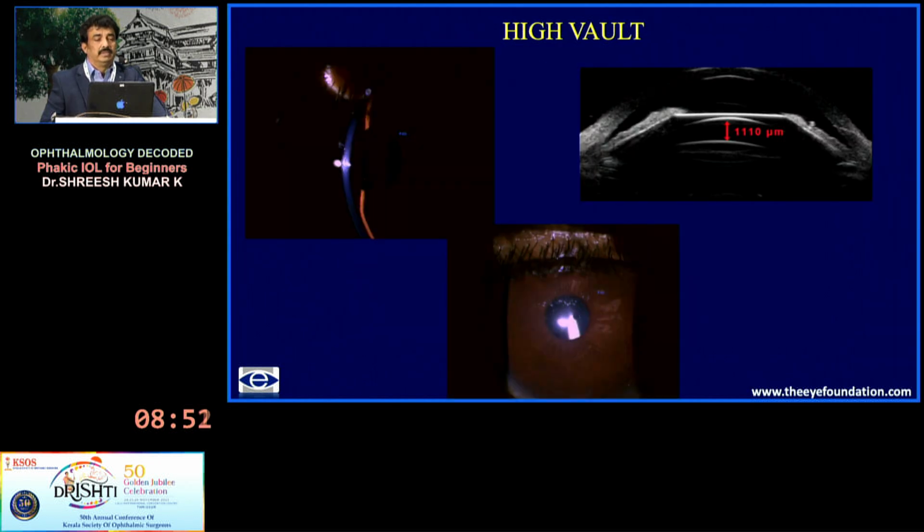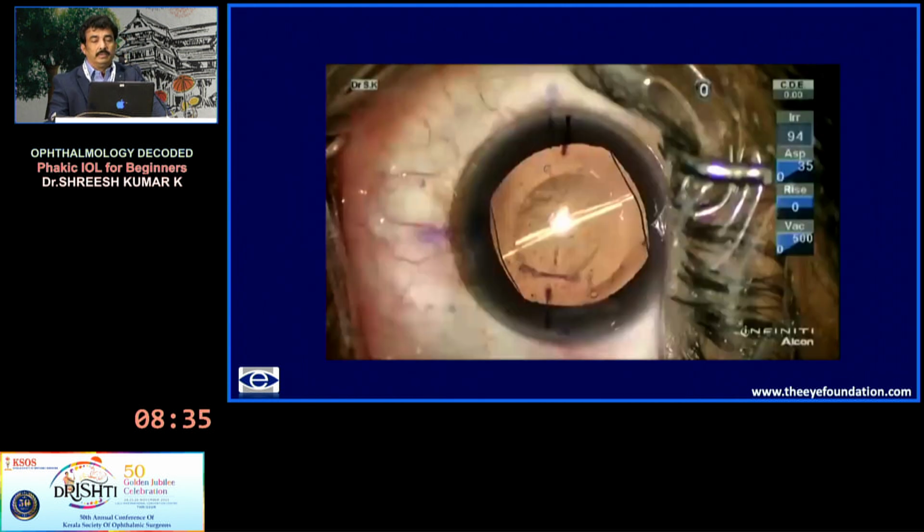This is another case which is showing a very high vault. The vault here is around 1110, and these are the cases which can lead to symptoms and can have secondary angle closure. And you can see the angles here, very narrow angles, and this particular patient needs replacement.